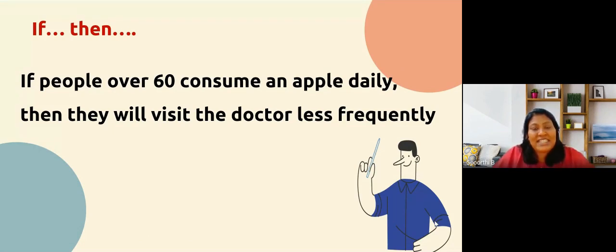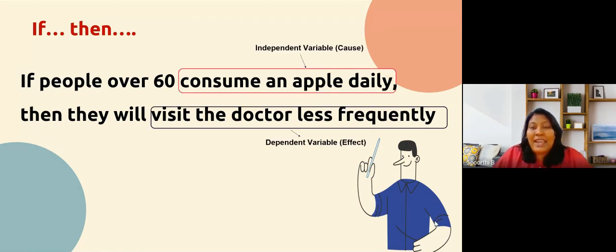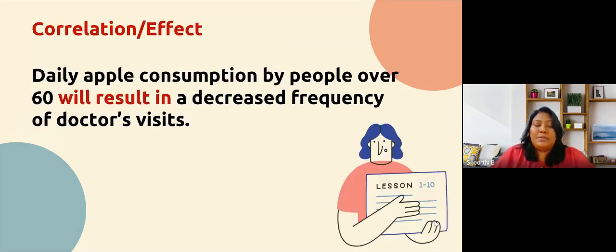If people over 60 consume an apple daily, then they will visit the doctor less frequently. If you look at it, the independent variable is consuming an apple daily, like our participant, Ms. Nishuja just explained, right? And our dependent variable, the effect of it, is visiting the doctor less frequently. Cause and effect. If, then. If it starts to rain heavily, then I will postpone my travel plans to tomorrow. Something like that, right?